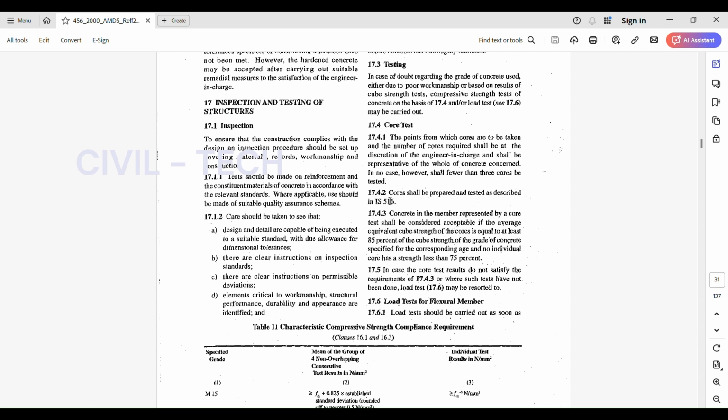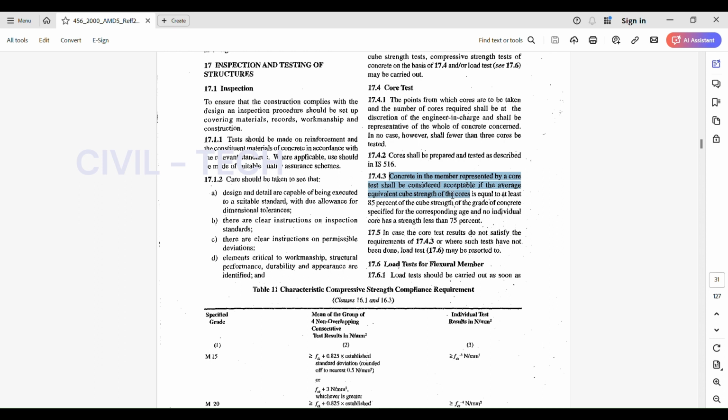Core shall be prepared and tested as described in IS 516. So what is the core size? How do we take the core from the structure, how to protect the core and how to test the core? These are all the details in IS 516 and we can see the detailed description later on.